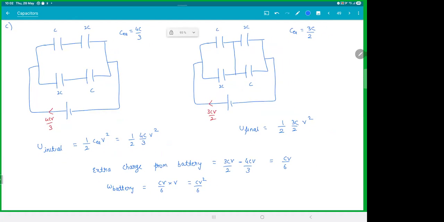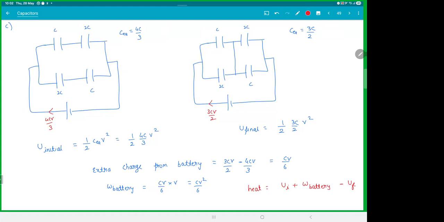Great. Then how to get the heat produced? You know the formula. Heat produced is your U initial plus work done by battery minus U final. Substitute the values, you'll get the answer. If you do this, how much will you get? You'll get something. Check it out.